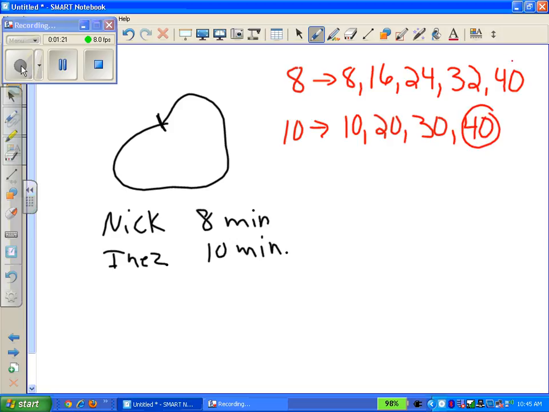They both have 40 in common. That's their least common multiple. So in 40 minutes, since we're talking about minutes, Nick will pass Inez the second time.